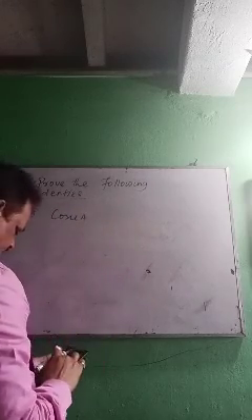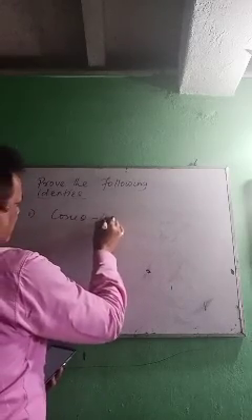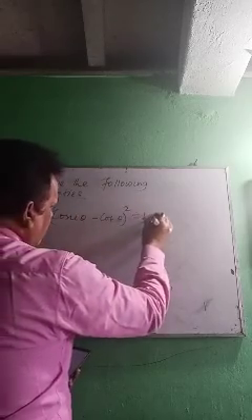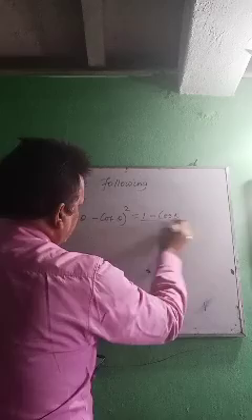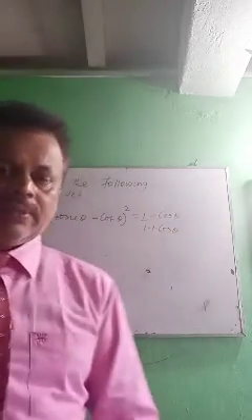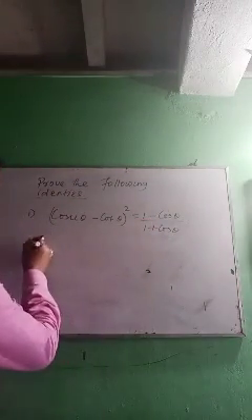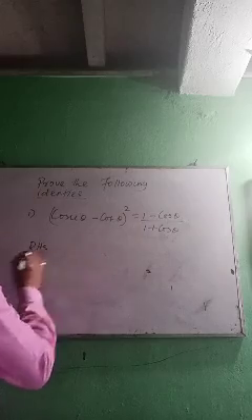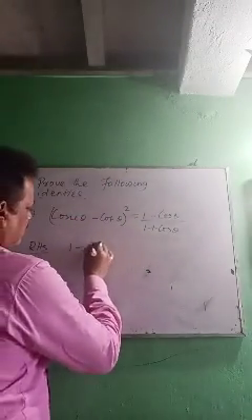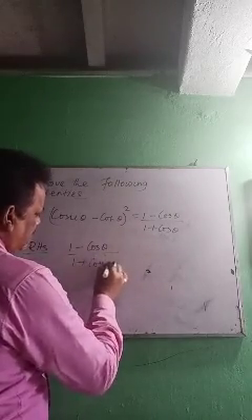cosec theta minus cot theta whole square equals 1 minus cos theta by 1 plus cos theta. Okay, so how to do? You will start from the right hand side. What is the right hand side? Now 1 minus cos theta by 1 plus cos theta.